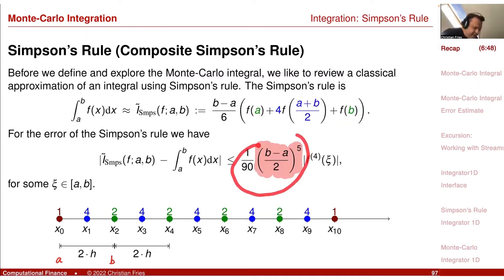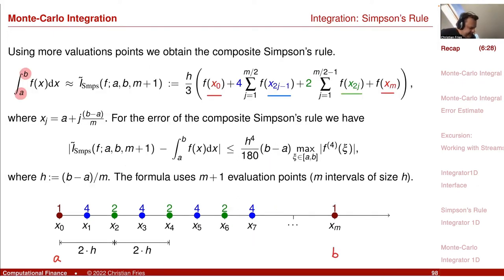If you then use this error estimate, here you have the length of the interval to the power of 5. So we have something like the length of the interval to the power of 5 summed over the whole interval. That means I get the length of the smaller interval to the power of 4, multiplied with the length of the total interval, summed over all intervals.